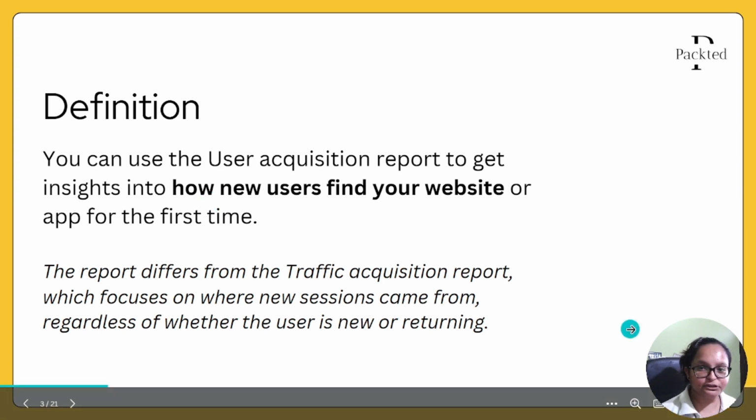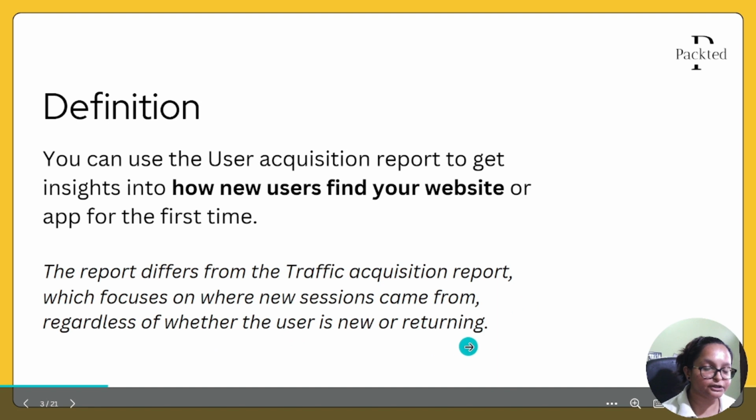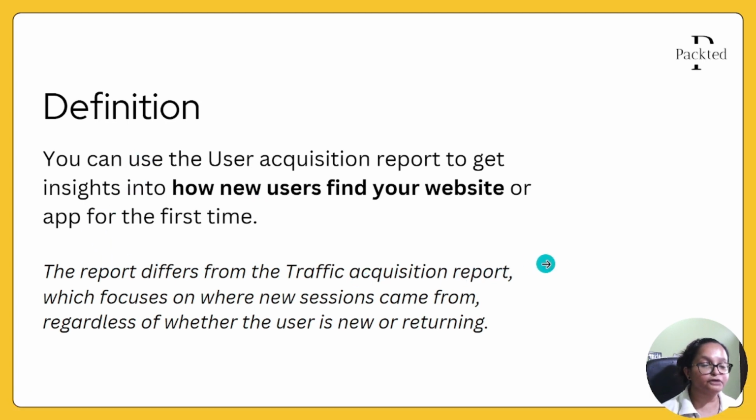The user acquisition report differs from the traffic acquisition report because the traffic acquisition report focuses on where the new sessions are coming from. It doesn't matter if the user is new or returning. It mainly focuses on the sessions and it doesn't focus on the user. But the user acquisition report focuses on the user, where the new users are coming from.